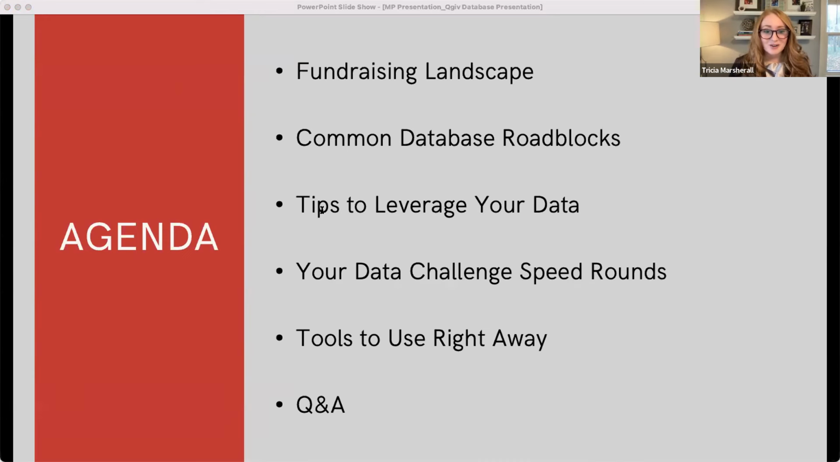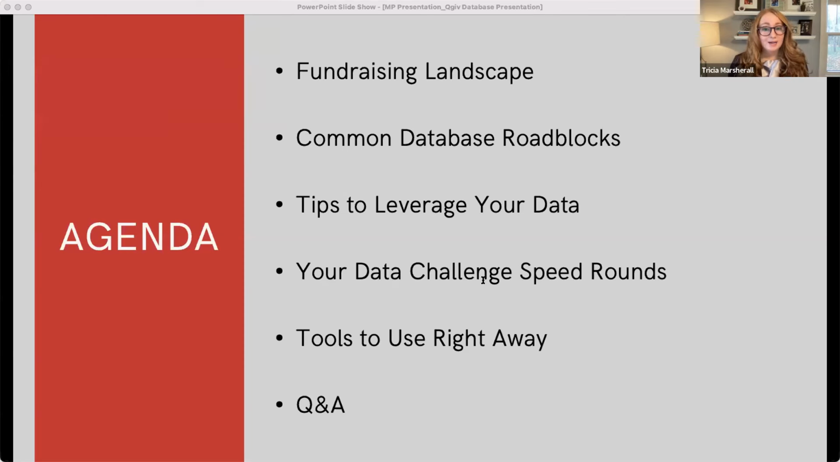So first things first, let's cover our agenda. I will start by laying some of the groundwork, setting the stage for our current fundraising landscape, which you all, I'm sure, know very well. We will discuss why challenges within your donor database happen and some of those root sources of your data problems. We will then move into some tips for leveraging your donor data.